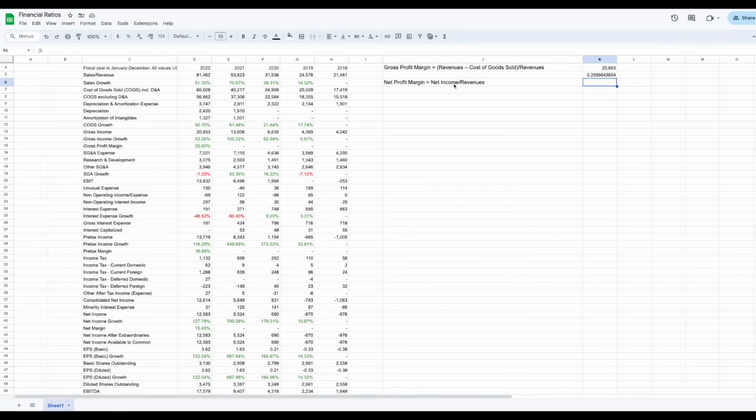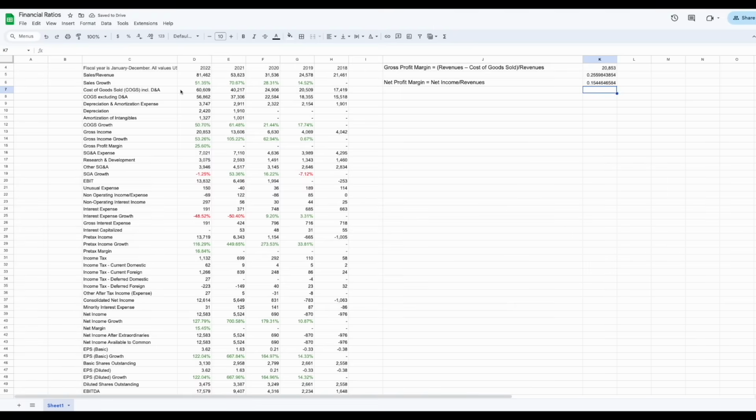And now we can do the same thing with the net profit margin. But this is much more simple since it's just the net income divided by revenues. So we take the divide function and we look for the net income, which is right here. And you take this and you divide it by the revenues, which is right here again. And using Excel, we can calculate it to be 0.15446.